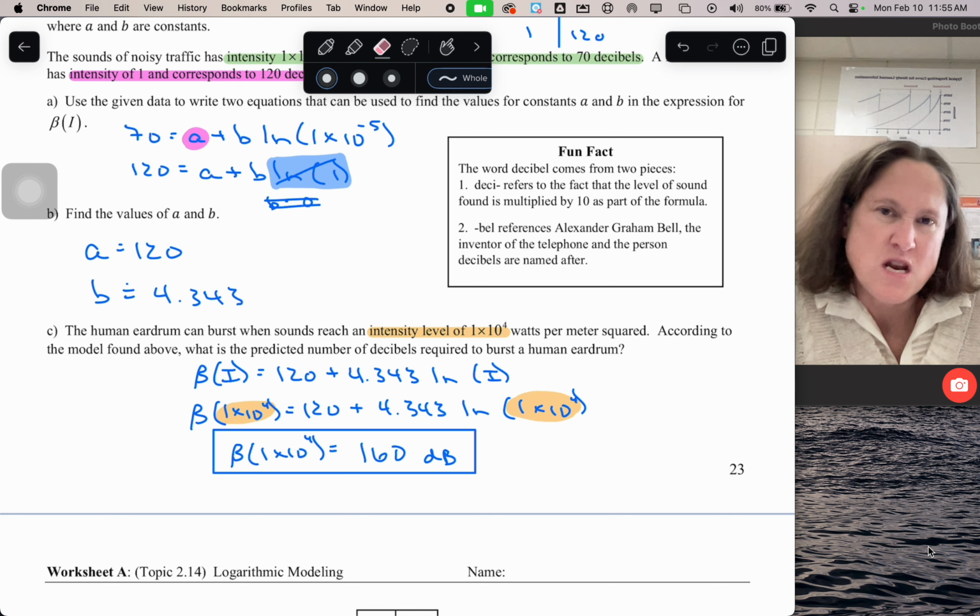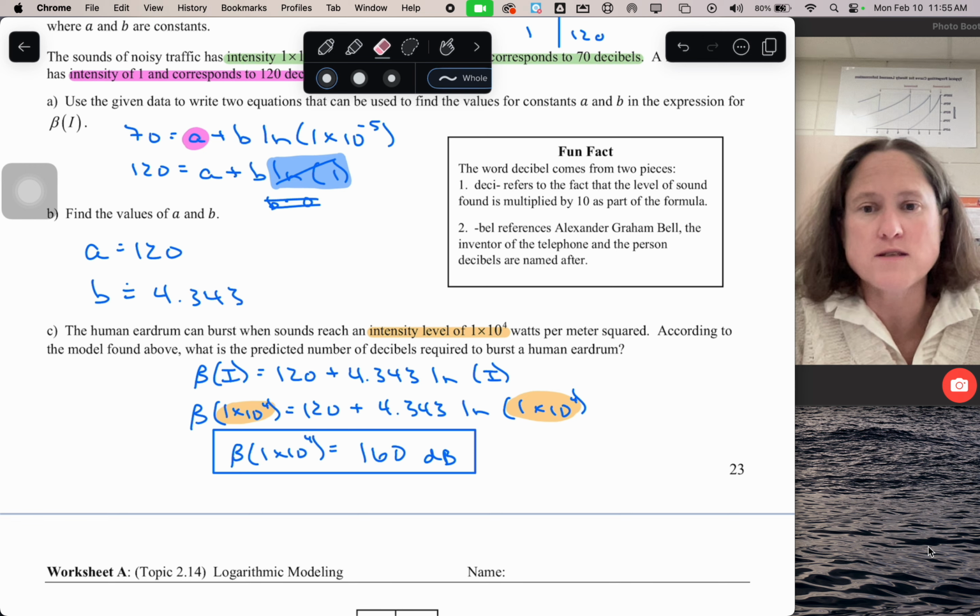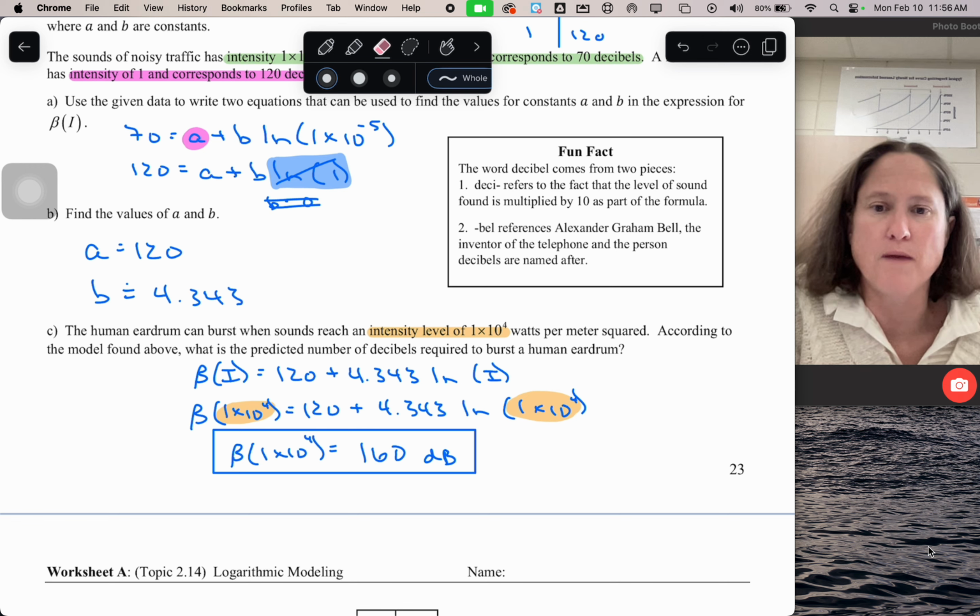Like I said, not a whole lot new, but a good refresher and review of some of the key concepts for logs, and also how to use the graphing calculator to run those regression models.